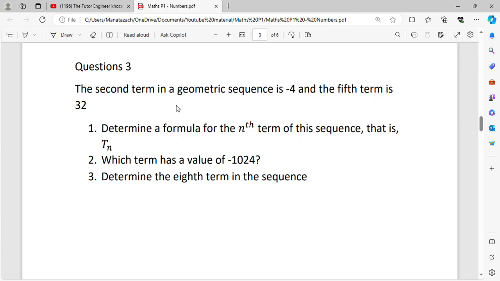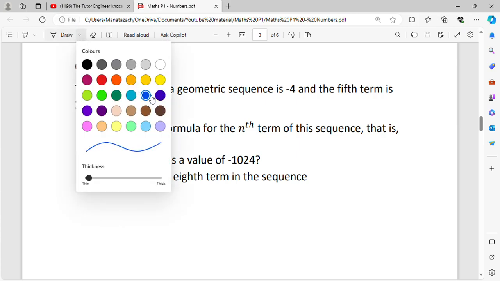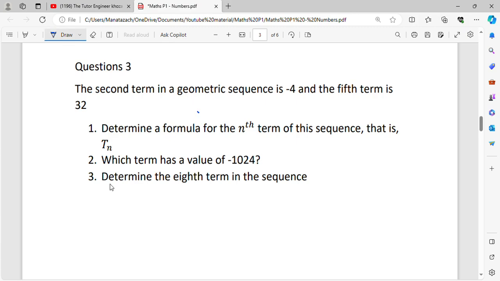The second term in a geometric sequence is -4, and the fifth term is 32. Determine the formula of the nth term of this sequence, that is Tn. Okay, so let's start with question 1. Since we're dealing with a geometric sequence, our general formula is Tn is equal to AR to the power n minus 1.